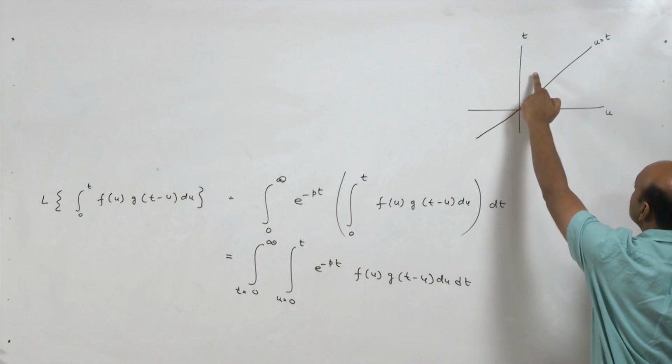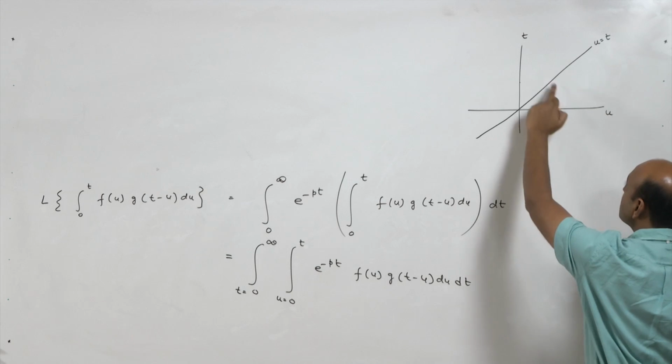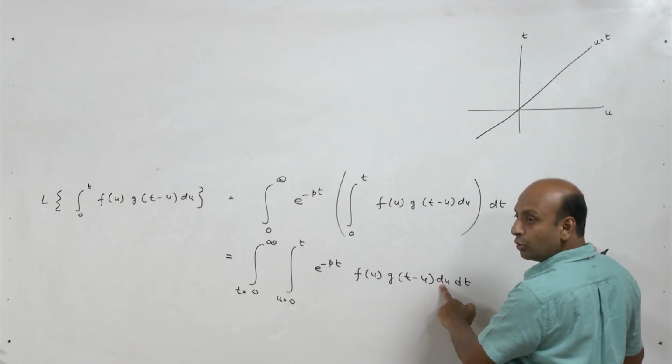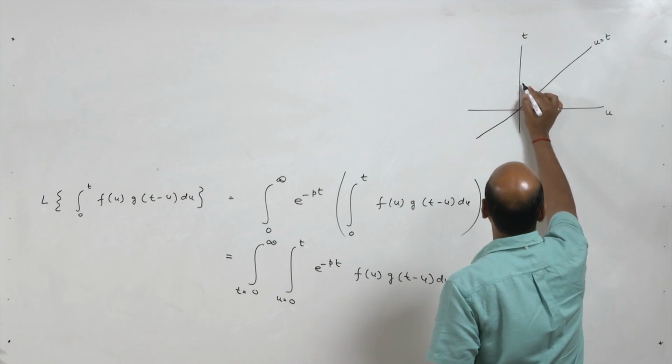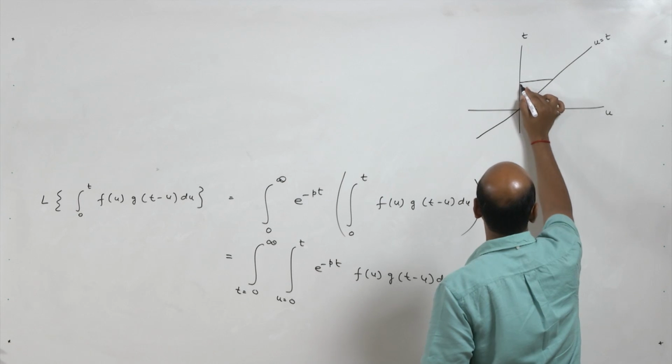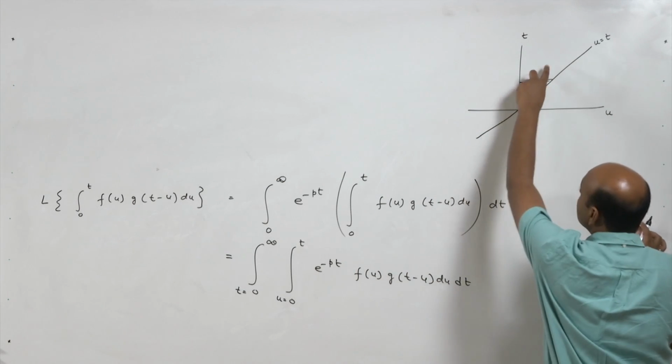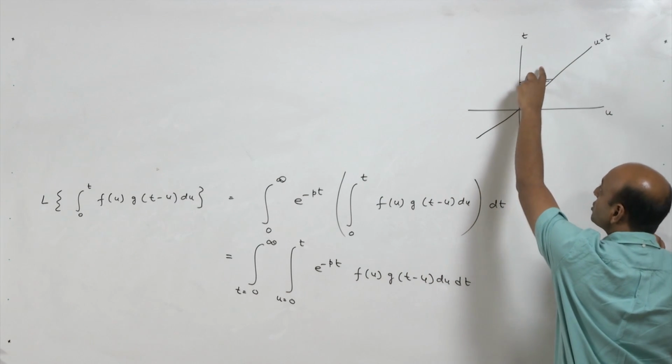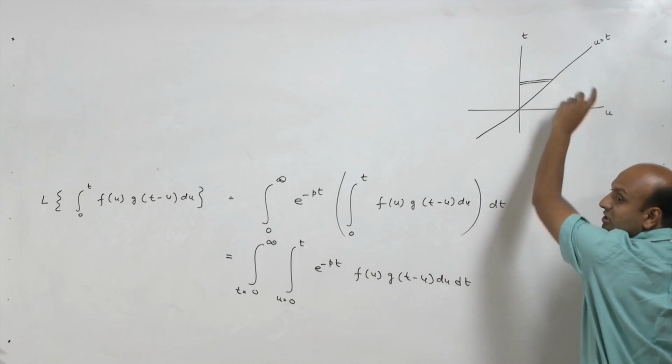Okay. Now to check whether this is this part or this part, first take a strip parallel to u axis. So I am assuming that this is this part. If this is not satisfied, I directly go to this part.